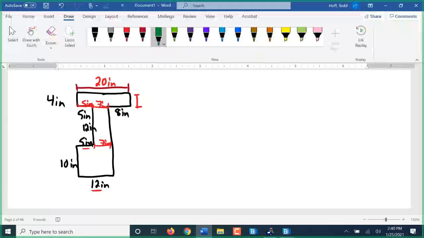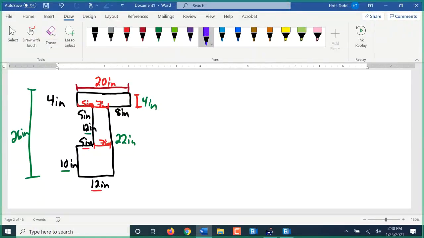Now, the 12 and the 10 here would give us 22 inches here, right? Yes. You gotta add the 4. This is going to be 4 inches. You got it. Talking about the full height, 22 plus 4, which is 26.